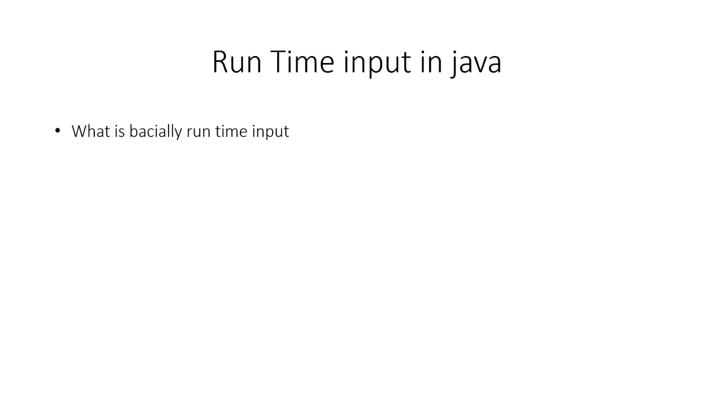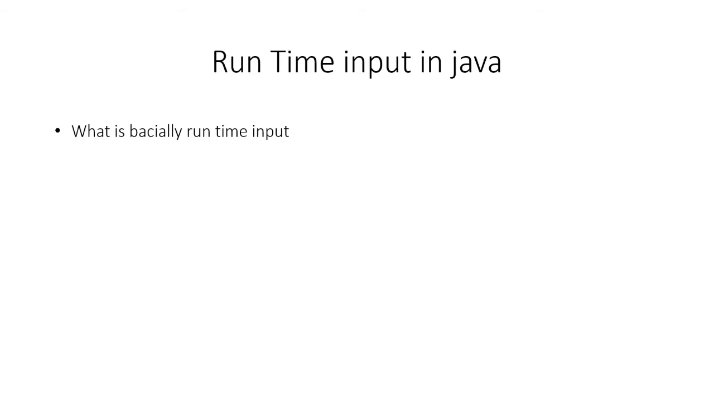Whenever we are going to run any Java program, or any other language program also, you can say that, during the running of the program, if we provide any values to the program, then that concept is known as runtime input. Means we are giving input to the program during the running of the program. That is why it is known as runtime input. And whatever values we are providing to the program, those values are known as runtime input values.